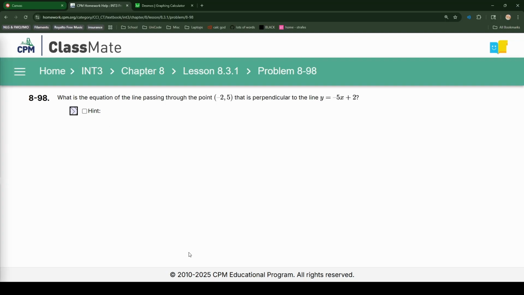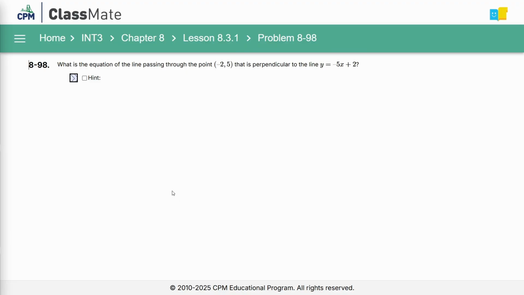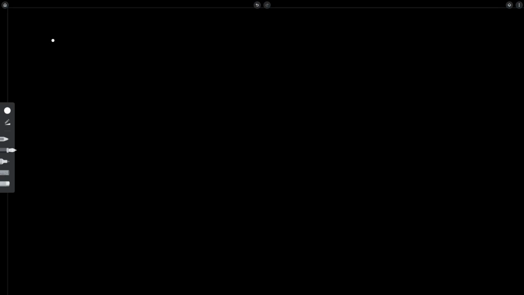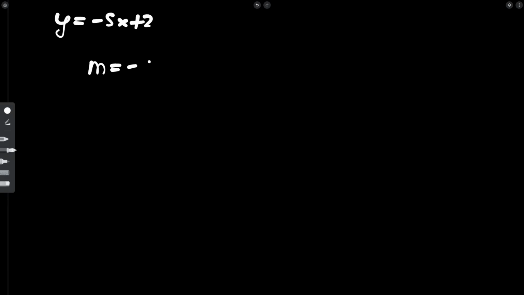All right, question 898. We are asked what is the equation of the line passing through the point -2, 5 that is perpendicular to the line of y equals -5x plus 2. First, let's remember how to find the slope of a line that is perpendicular to another line. Say we have y equals -5x plus 2. This line has a slope m of -5.